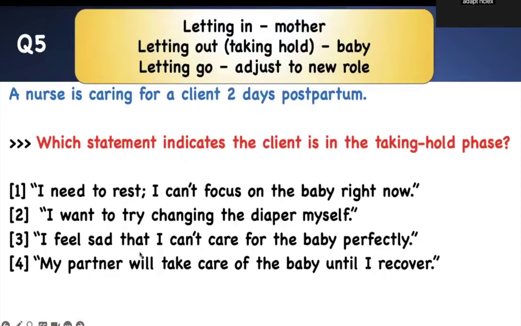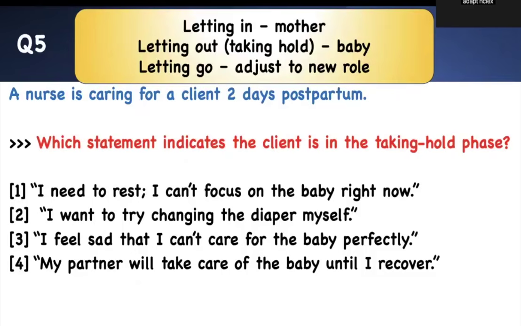And this is the content. The first stage is letting in. That means you start talking about yourself. Then letting out, taking hold, is about the baby. You want to learn about the baby, things about the baby. And letting go is you adjusting to the situation now that you have a baby. So which statement indicates letting out? That means you want to care for the baby.